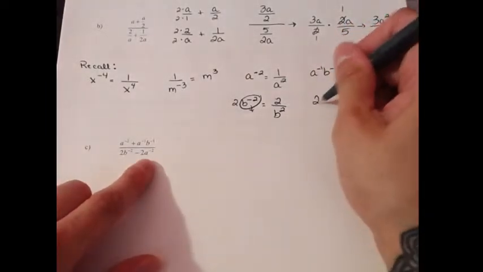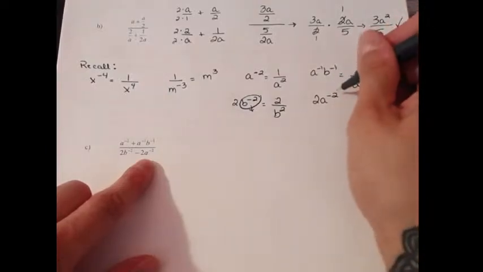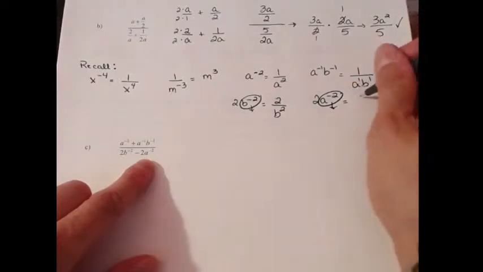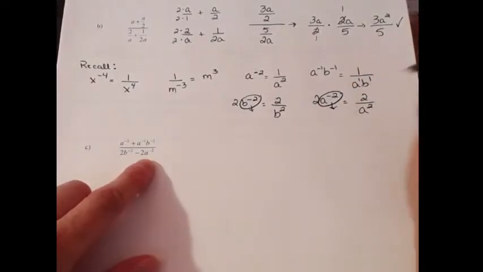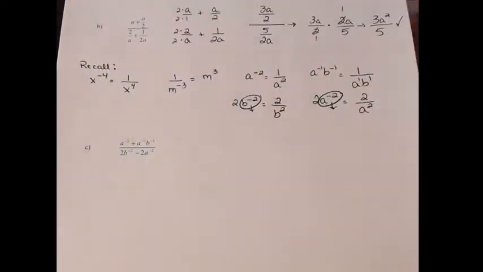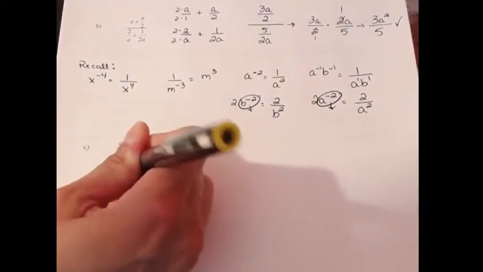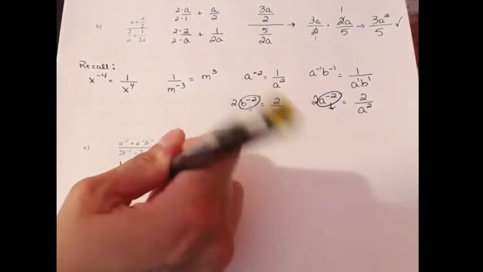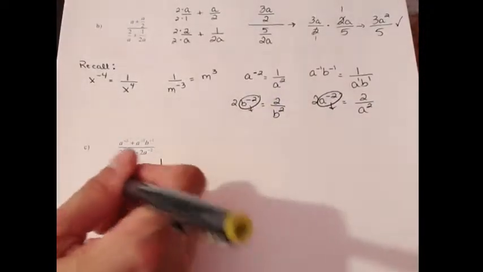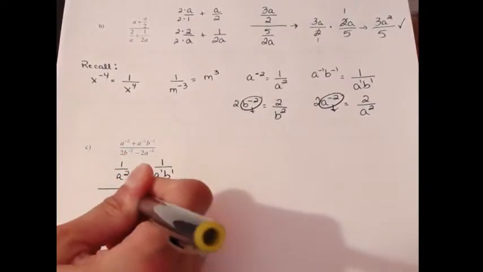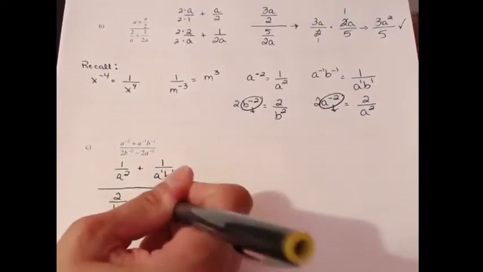And then we have 2a to the negative 2. Again, same idea. Only the a is being raised to the negative 2 power, so that's the only base that's going to move. So you're left with 2 over a squared. Now that I have dissected each of these terms, I can rewrite this problem so that it becomes much more manageable. In my numerator, I have 1 over a squared plus 1 over a to the first, b to the first, all over 2 over b squared minus 2 over a squared.